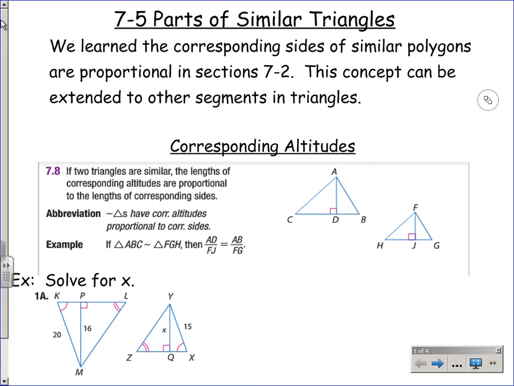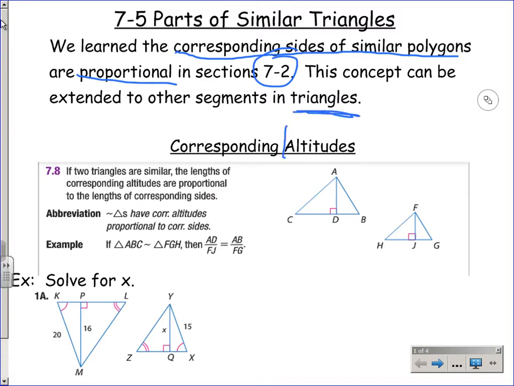Welcome to 7.5, parts of a similar triangle. Previously, we've learned that corresponding sides of similar polygons are proportional. And this was in 7.2. So we were able to define relationships between sides and solve for missing sides or the variable. What we're going to do is take this a step further, specifically with segments and triangles.